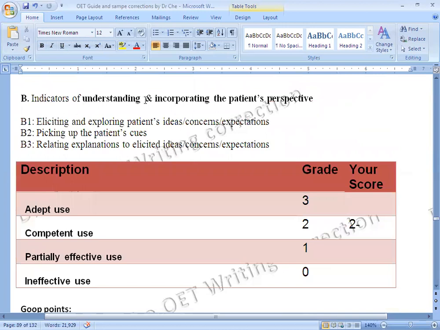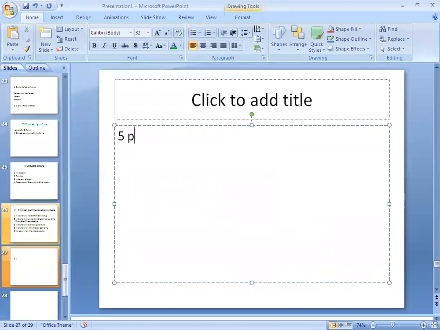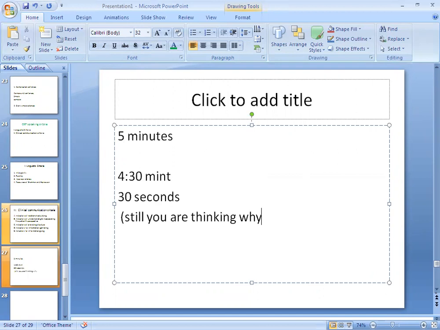Number two is indicators of understanding and incorporating patients' perspectives. How much time do we have in OET speaking? Five minutes. If you are talking for 4.5 minutes and your patient is only talking for 30 seconds, that is not good. Even then, you are still thinking, why did this patient talk for only 30 seconds? You should have taken these 30 seconds also.